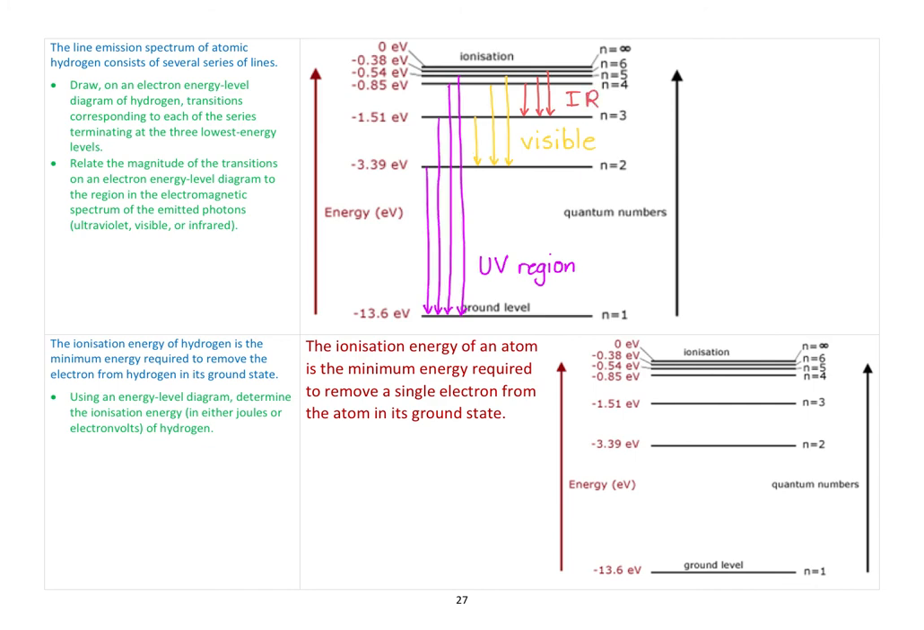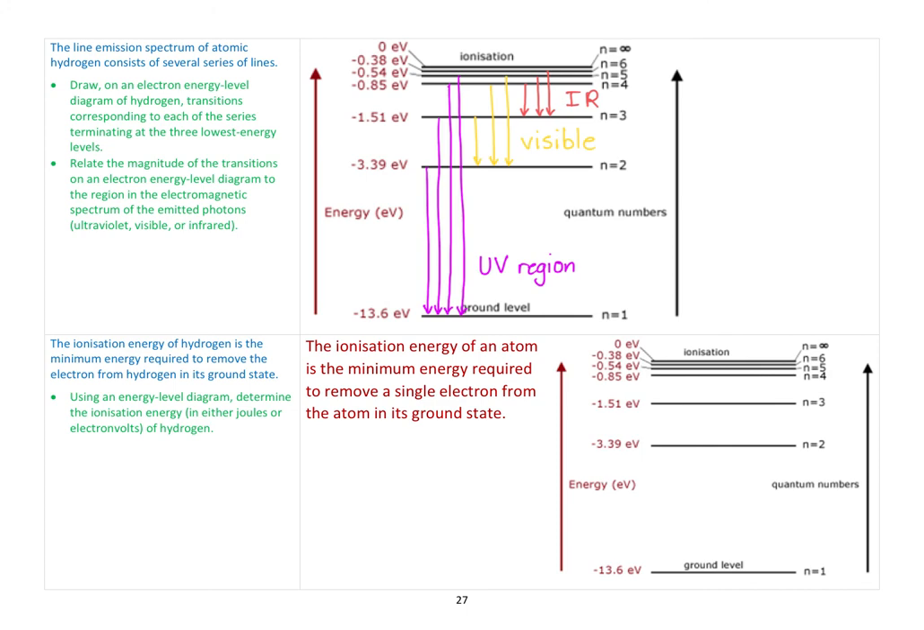So you need to either be able to work out, or just remember, which might be easier in this case, that transitions that go to the n equals 3 level are in the infrared, to the n equals 2 level are in the visible, and to the n equals 1 ground state are in the UV region.